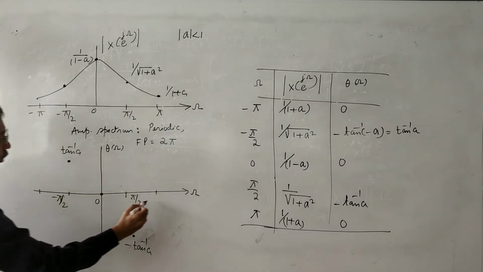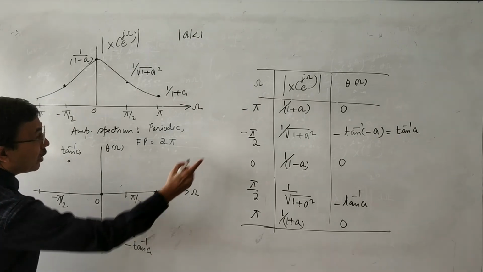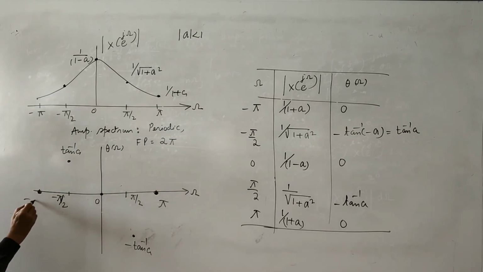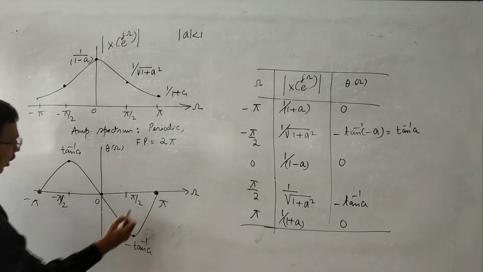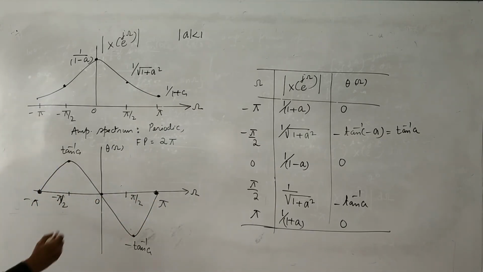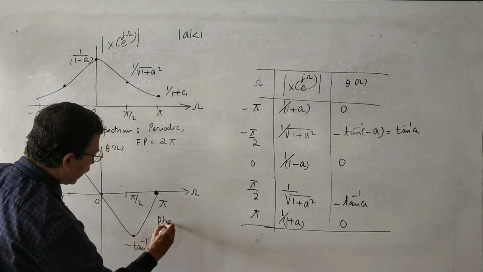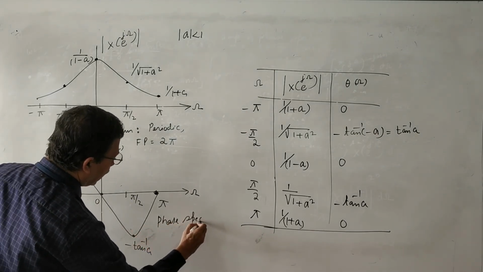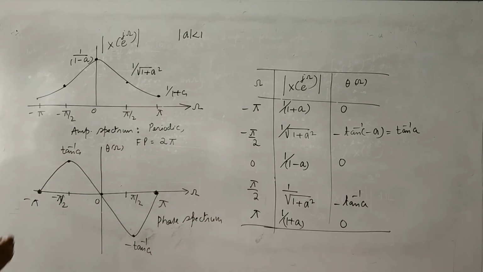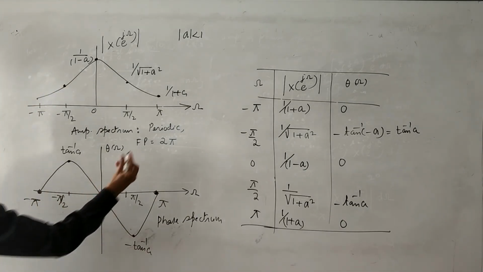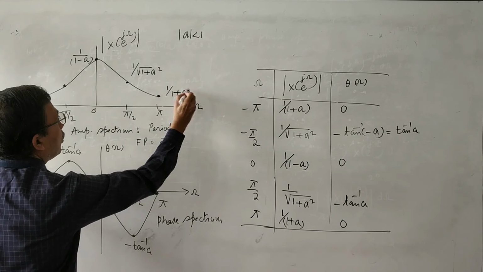When omega is pi, what is the angle? 0. Minus pi, 0. All these samples are drawn by a smooth curve. The resulting curve is called the phase spectrum. This is the phase spectrum. Even this spectrum is shown for one period only. It extends from minus pi to plus pi. Both these figures are periodic with a fundamental period equal to 2 pi.